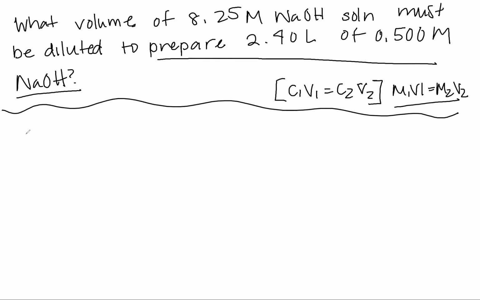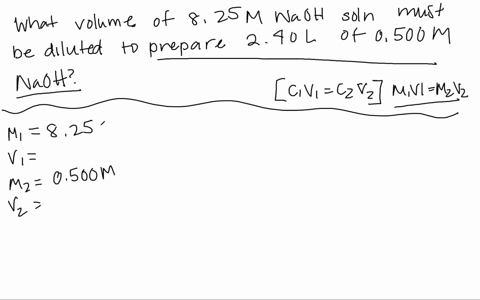So we know right now that we have M1, which equals 8.25. Do we know our V1? Do we know our M2? And do we know our V2? Maybe. So let's look at our M2. We're given a 0.500 M. Okay.